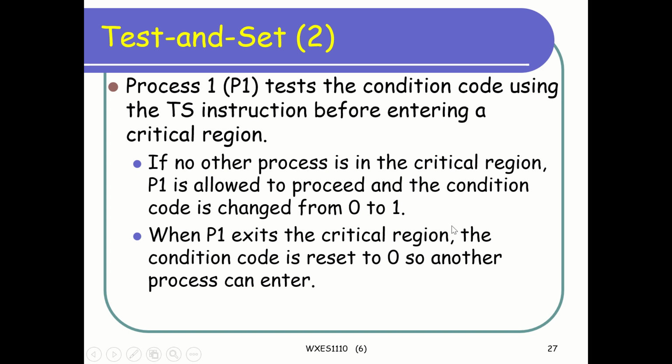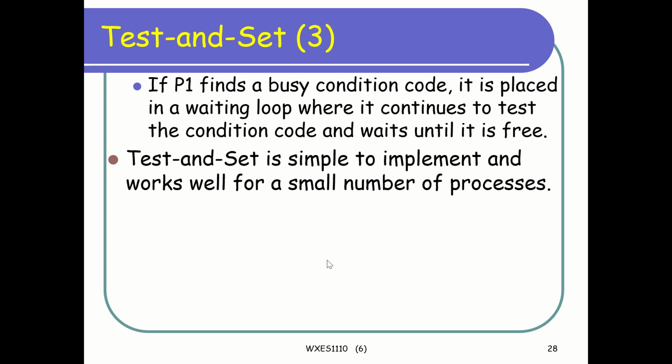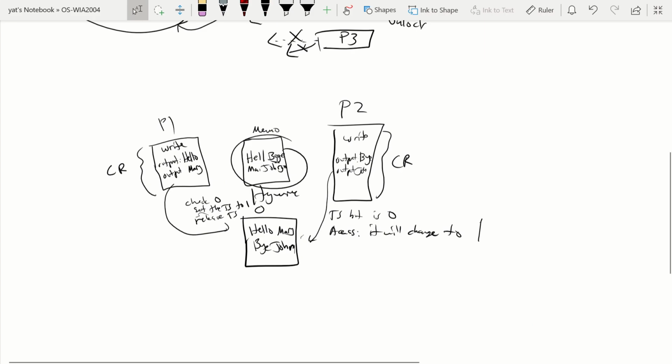When P1 exits the critical region, the condition code is reset to 0, so another process can enter. If P1 finds a busy condition code, it is placed in a waiting loop where it continues to test the condition code and waits until it is free. Let's say while P2 is executing, P1 checks and the test and set is 1. So P1 cannot access the main memory.